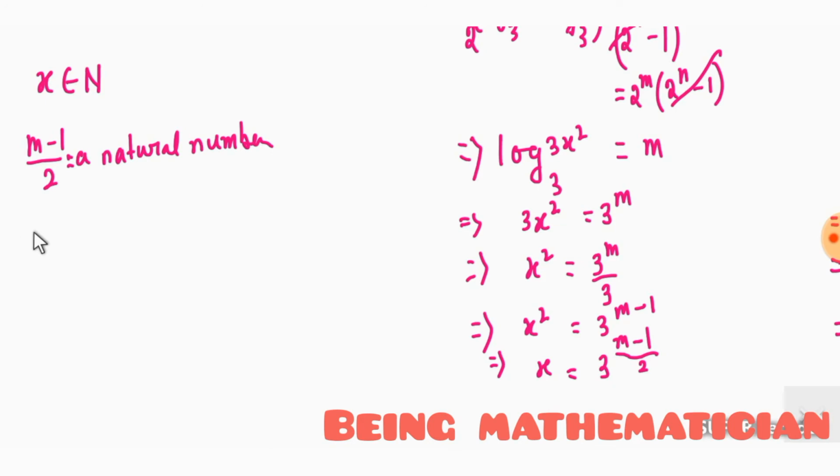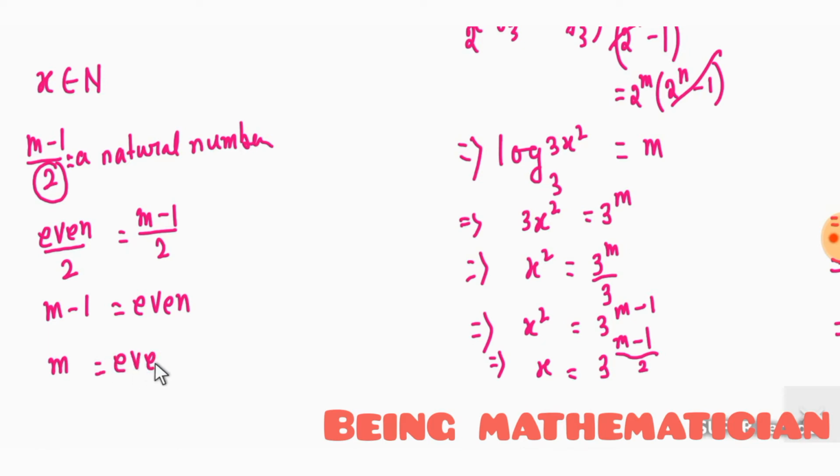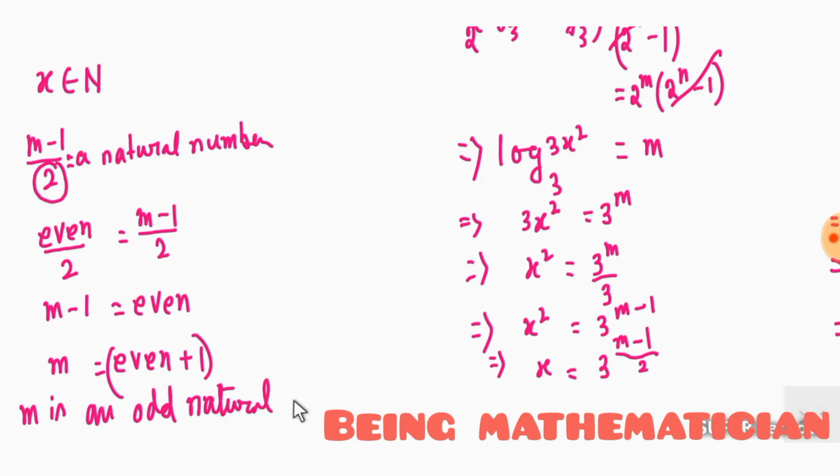Now we know that any number divisible by 2 is even. So even is always divisible by 2. So that means m minus 1 here divided by 2, so m minus 1 is even, and now m is even plus 1. So we must say that m is an odd natural number. So it is proved from the given condition that m is an odd natural number.